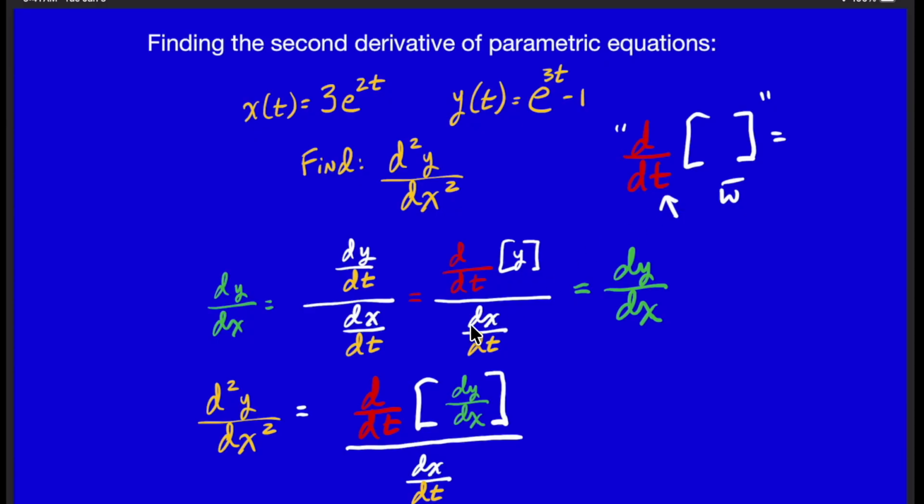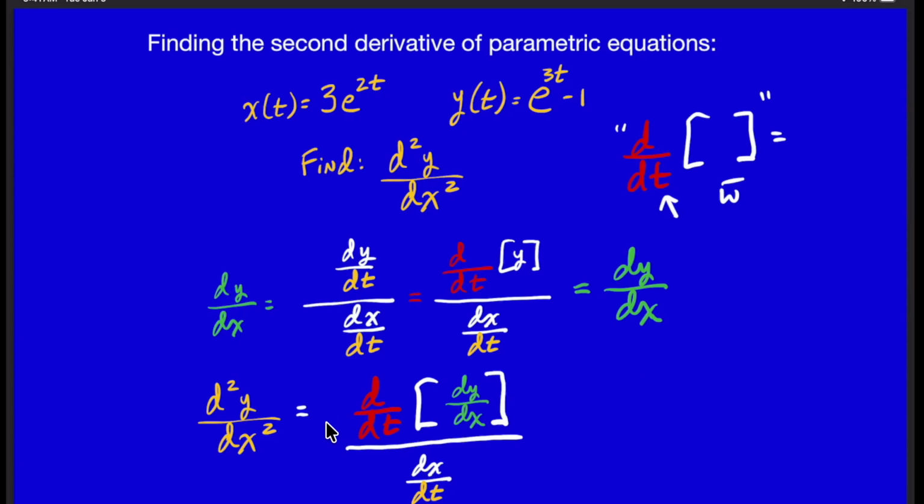Recall that to take the first derivative of a parametric equation, we use this formula. We have dy/dt over dx/dt. The dt's will cancel out, or think about multiplying top and bottom by dt, and you end up with dy/dx. So in this first step, we are taking the d/dt operator to y and dividing by dx/dt, and that's going to yield dy/dx.